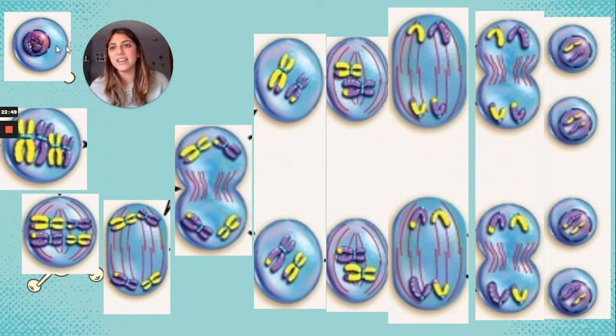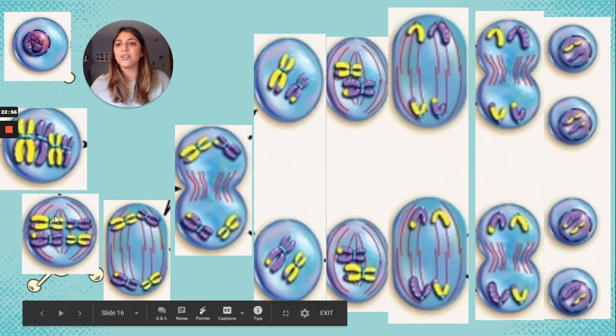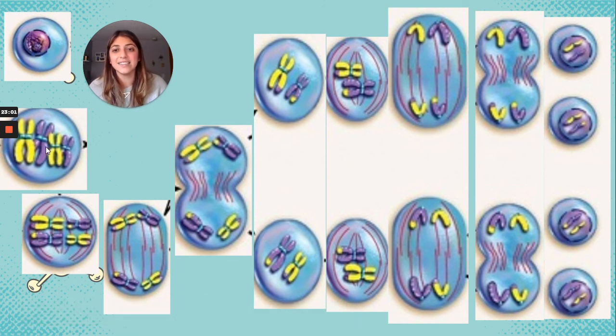So again, we want to take a look at the logistics, right? The logical order of things. You can't separate until you're already lined up in the middle. You can't line up in the middle until everything is nice and condensed, okay?